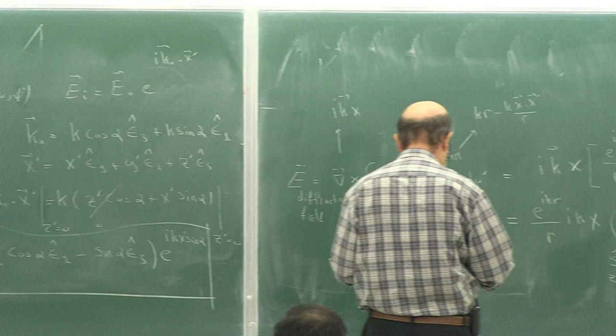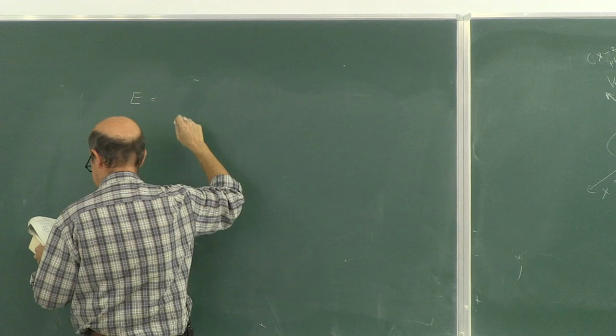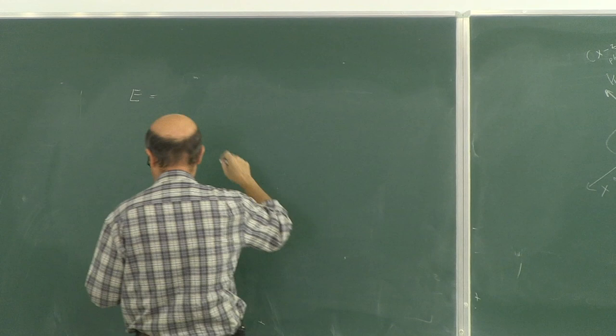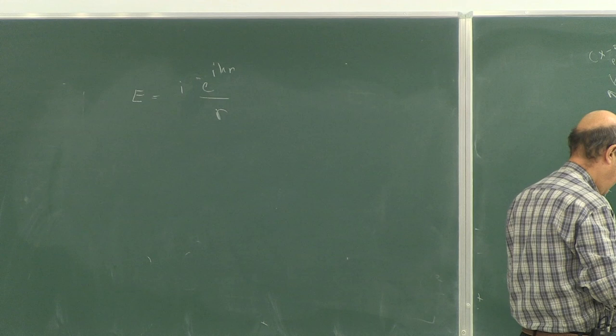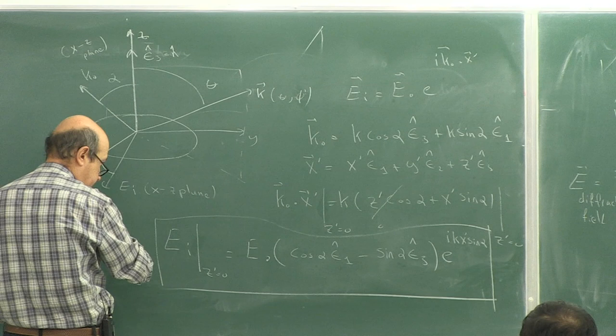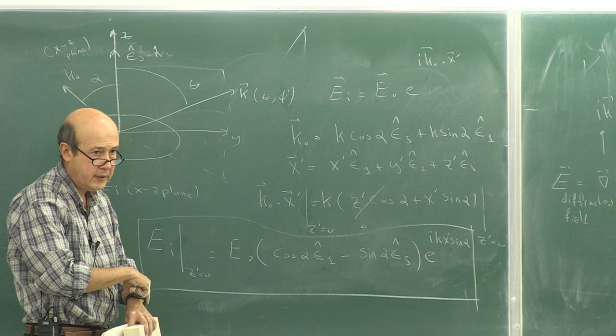So the next thing, let me write the electric field. I have e to the i k r over r. And N cross of this, what is the N cross of this? Epsilon 3 cross of this. This term will be 0. What is the epsilon 3 cross epsilon 1? Epsilon 3 cross epsilon 1 is epsilon 2, yes.